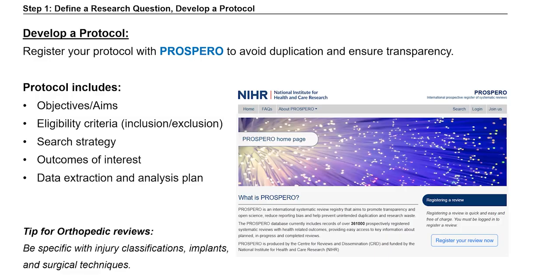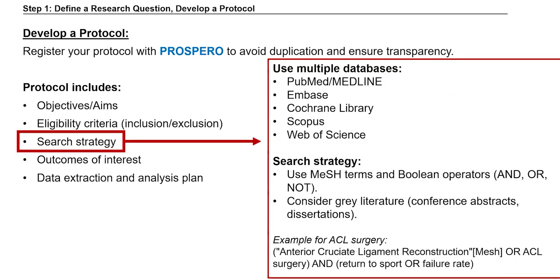So I provided a screenshot of the Prospero webpage. Authors can log in, include their study there, and Prospero will help them to avoid duplication and ensure transparency. Search strategy. I have another lecture on search strategy. Obviously, you're more than welcome to refer to that. I'm going to just go over a number of important points for search strategy, including the databases.